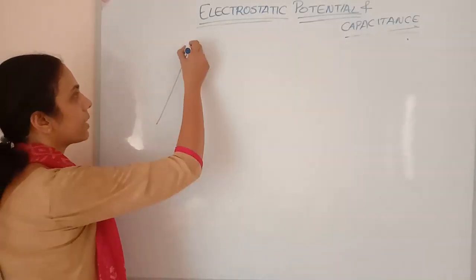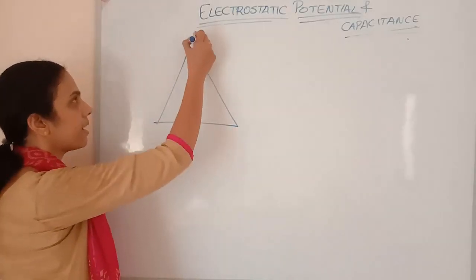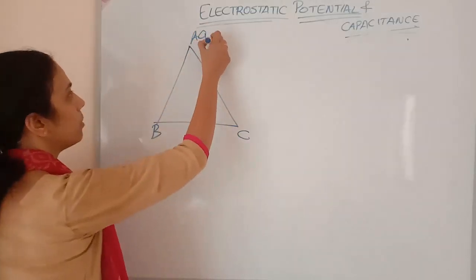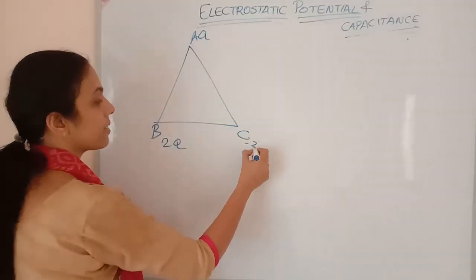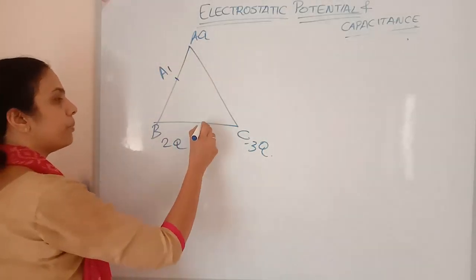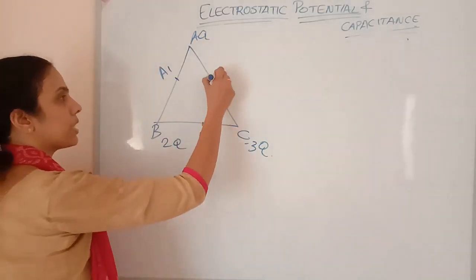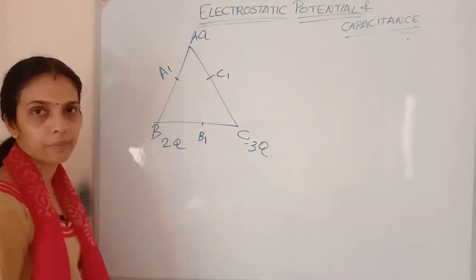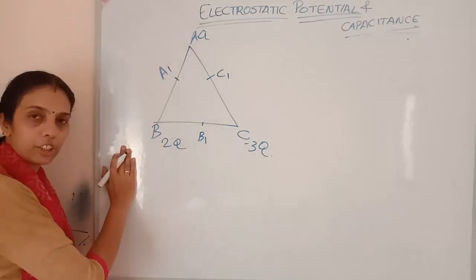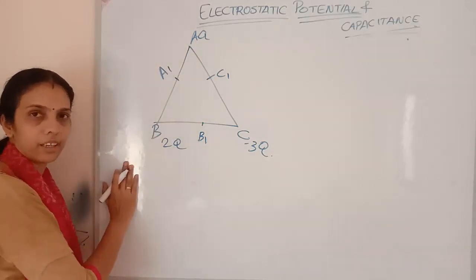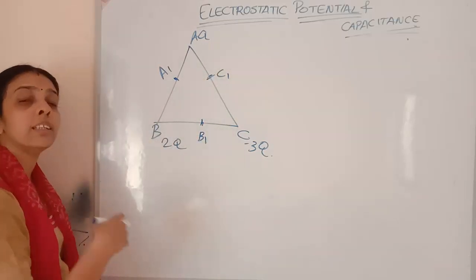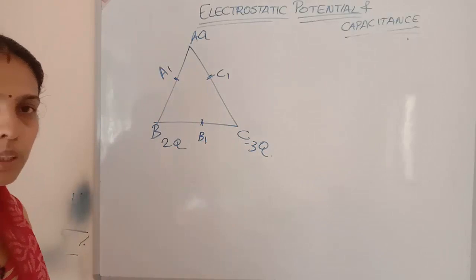So here the diagram is given: this is A, this is B and this is C. Here Q, this is 2Q and this is -3Q. We need to bring A to A1, B to B1 and C to C1. What should be the work done? How can we find out this work done? Initially, what is the potential energy? Now at A1, B1, C1, what is the potential energy? Difference in potential energy will give you the work done.